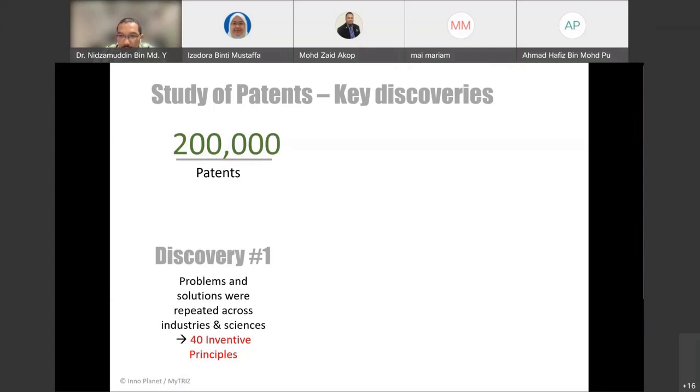And from there, he discovered that the problems and solutions were repeated across the industries and sciences, across the patents. So from these 200,000 patents, he was able to come out with 40 inventive principles. These principles were being used over and over again throughout the patents. So he could see there is a pattern in these patents.